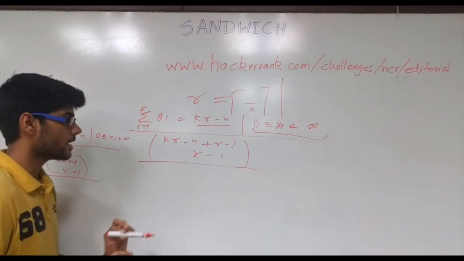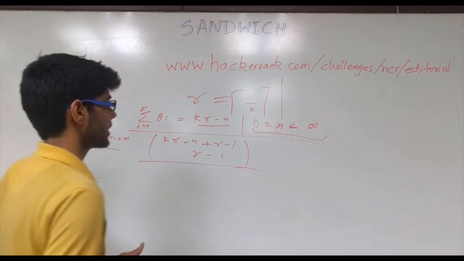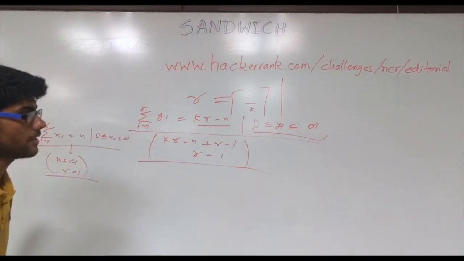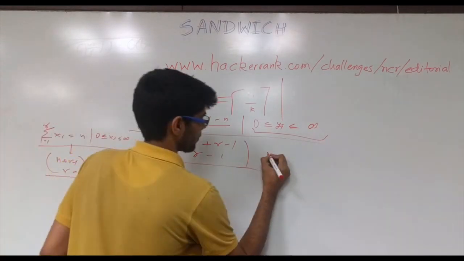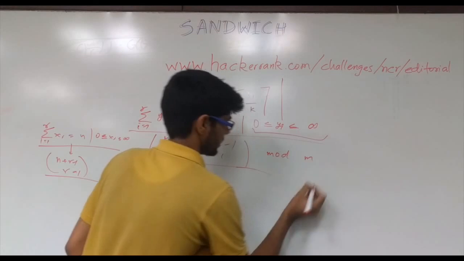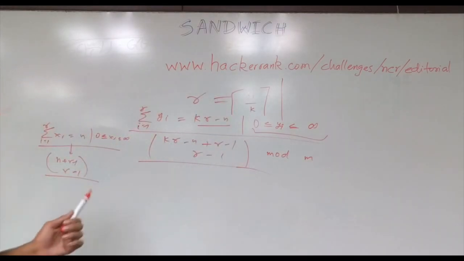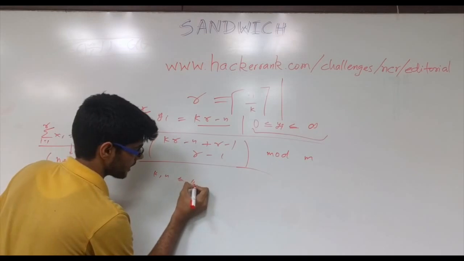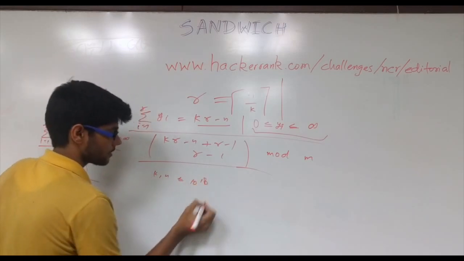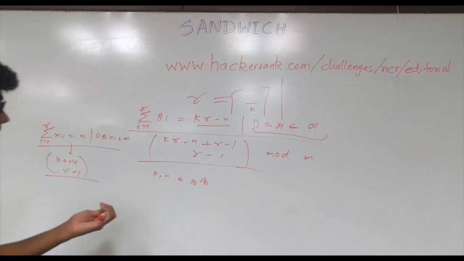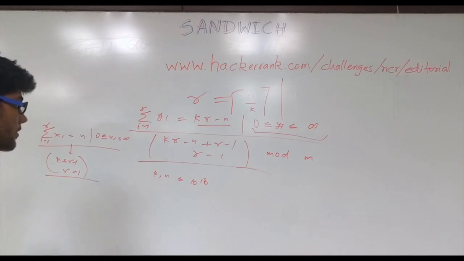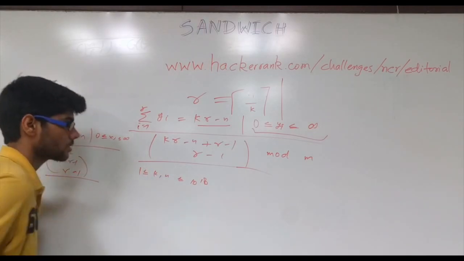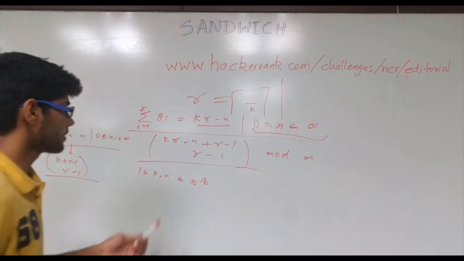So we have to evaluate this value modulo some n which we are given. Our task is to find this mod n. The constraints now are k, n less than or equal to 10 to the 18. So these are pretty huge. We can't have a linear solution here, so we have to think of something different. How do we find out this modulo?